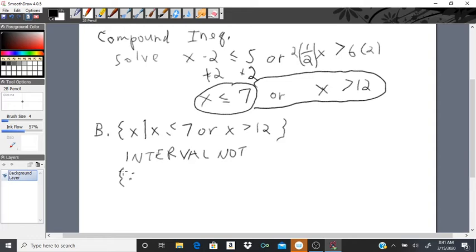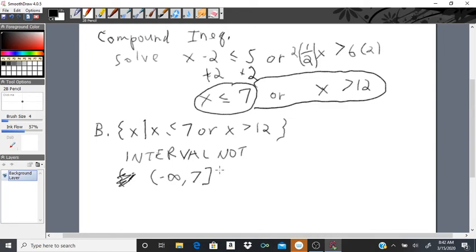We have x going from negative infinity all the way to -7 and including -7. Less than or equal to -7 means that you can go all the way back from negative infinity up to -7, including -7.